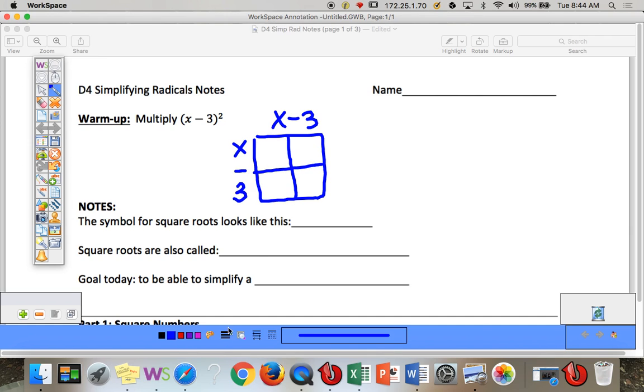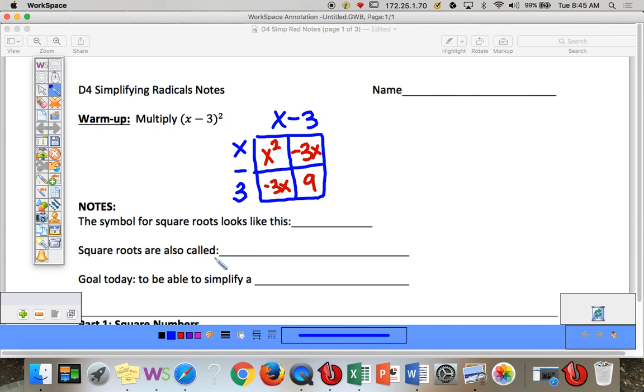And we're going to find the area of each box. So we have the first box is x times x, which is x squared. Then we have negative 3 times x, which is negative 3x. Same thing for this box. X times negative 3 is negative 3x. And negative 3 times negative 3 is 9.